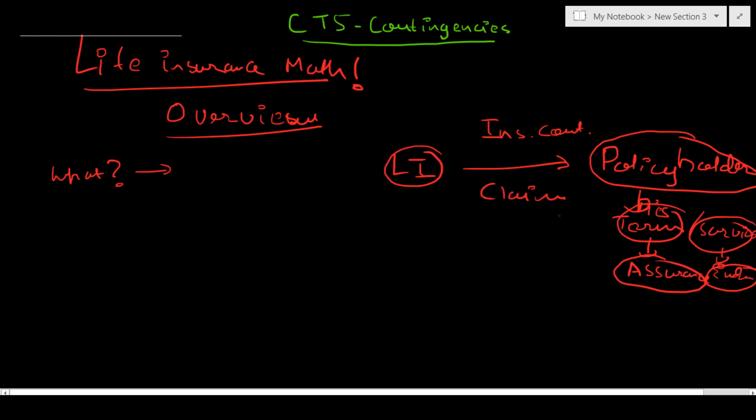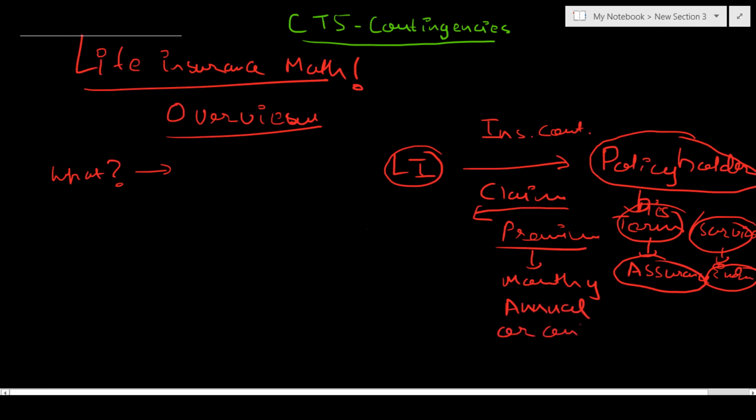And in exchange for covering this risk, the policy holder pays the company a premium amount. This premium might be monthly, it might be annual, or it might be just one sum that is called a single premium. So this kind of contract takes place between the life insurance companies and the policy holder.